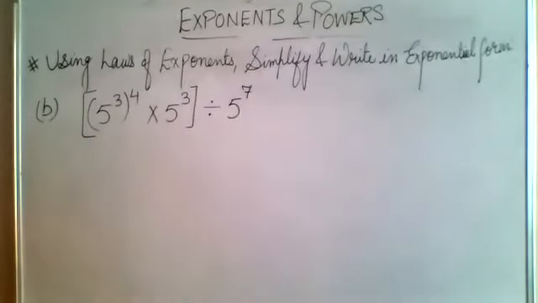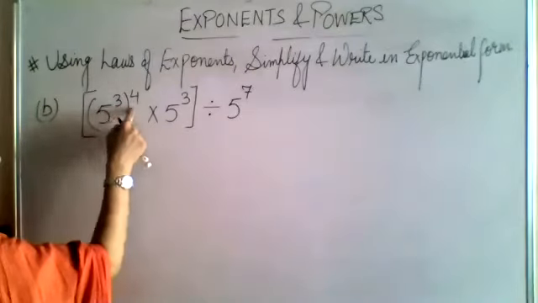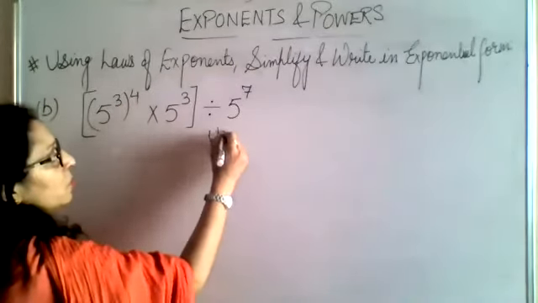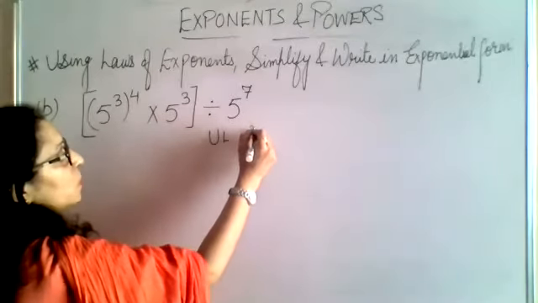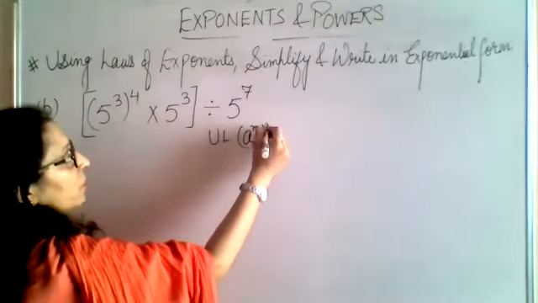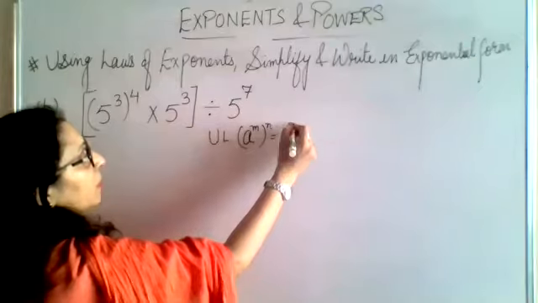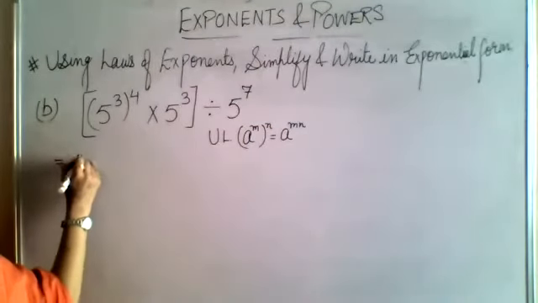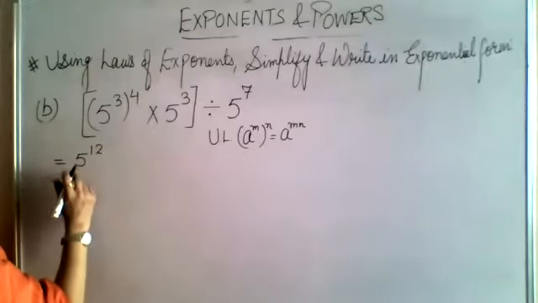Let's take the next question. 5 raised to power 3, then outside the bracket power 4, multiplied by 5 raised to power 3 divided by 5 raised to power 7. Here we will use the law: if a power is inside and another outside, you will multiply. Using the law, a raised to power m, then outside n, you will multiply the powers, mn. So it will become 5 raised to power 12.